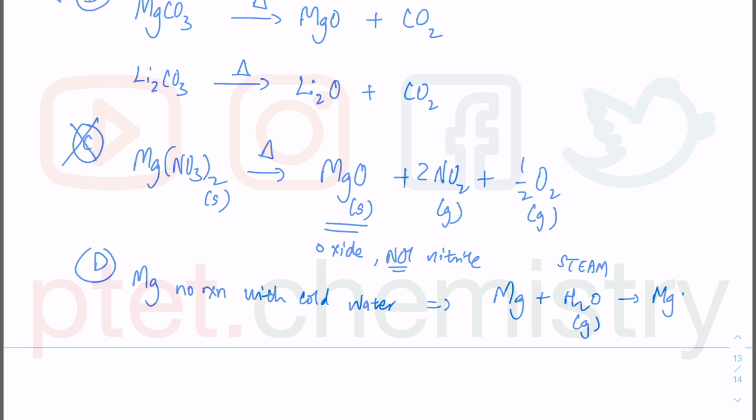So you will not get magnesium hydroxide. Instead, you get magnesium oxide and you get hydrogen gas. This is a distinctive reaction from your O-level or IGCSE chemistry. This is done at very high temperature. Magnesium does not react with cold water at all. Lithium, therefore, will not react with cold water if it follows the chemistry of magnesium. So option D is obviously wrong there.